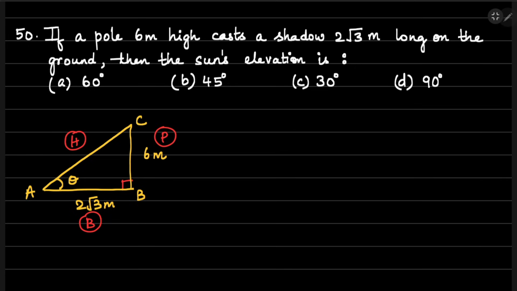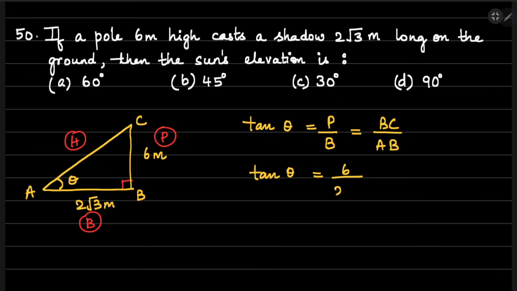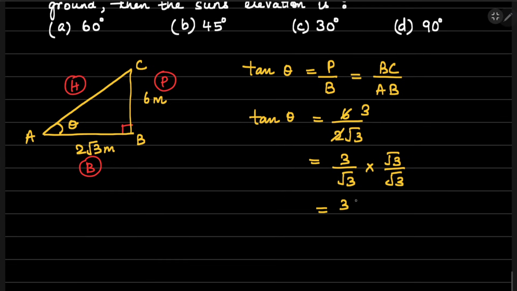How will you do? What are the two things that you know? You know perpendicular and base. So you know tan theta is equal to P by B. What is your perpendicular? It is BC. What is base? It is AB. Just substitute. So tan theta is equal to 6 divided by AB is 2 root 3. So 2 3s are 6, 3 by root 3. So 3 by root 3 multiply numerator denominator by root 3. So this will be 3 root 3 divided by root 3 into root 3 is 3. 3 and 3 will get cancelled. So tan theta is equal to root 3 is what you are getting.